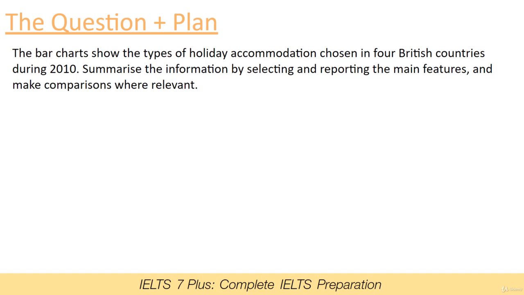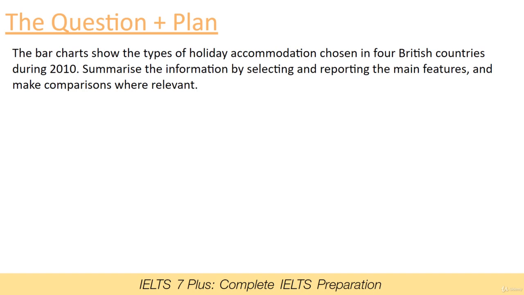Okay, one thing I want to remind people of, the topic sentence, our first sentence in the question, is important. Our second sentence, which is always the same, is also important, just to understand. Select and report main features. We need to do that to achieve our task achievement band descriptor. Make comparisons. So they're the really 2 important things. Report main features, make comparisons where relevant, when it makes sense to do so.